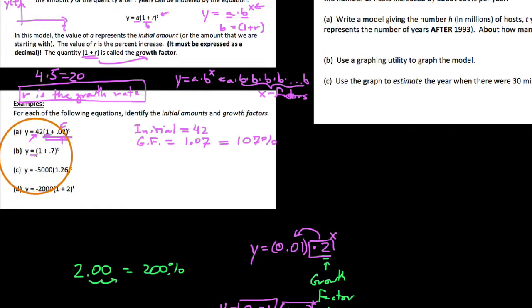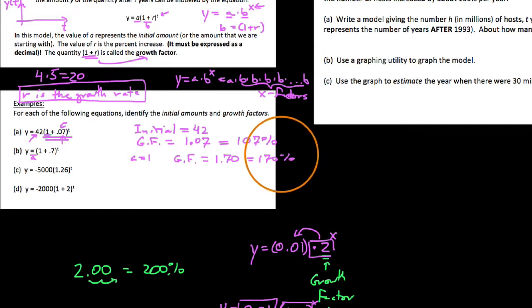We say that initial value out here, this a value, what we start with, is actually 1. So I'm going to say a equals 1. I'm going to go quicker on these ones. The growth factor on the second one would be 1 plus 0.7, which is equal to 1.7. I'm going to write 1.70. This is actually 170% of what we're starting with every time.